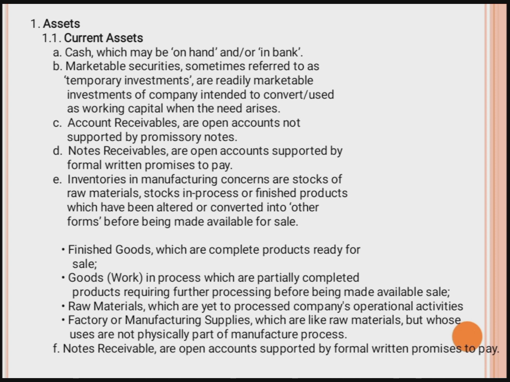Letter E, inventories in manufacturing concerns are stocks of raw materials, stock in process, or finished products which have been altered or converted into other forms before being made available for sale. Next, finished goods, which are complete products ready for sale. Next, goods or work in process, which are partially completed products requiring further processing before being made available for sale. Next, raw materials, which are ready to process in the company's operational activities. Next, factory or manufacturing supplies, which are like raw materials but whose uses are not physically part of the manufacturing process. Letter F, notes receivable are open accounts supported by formal written promises to pay.